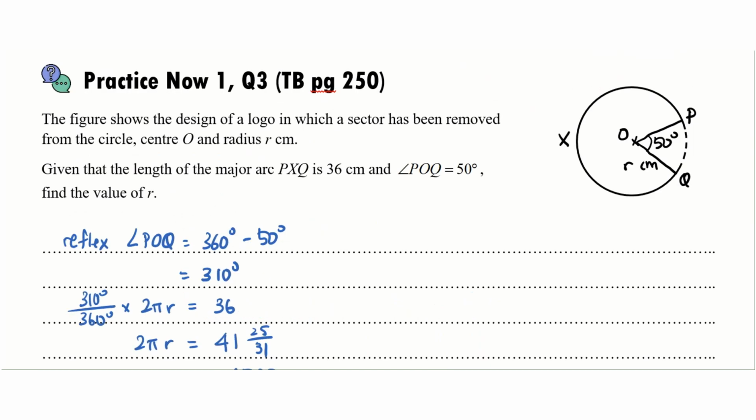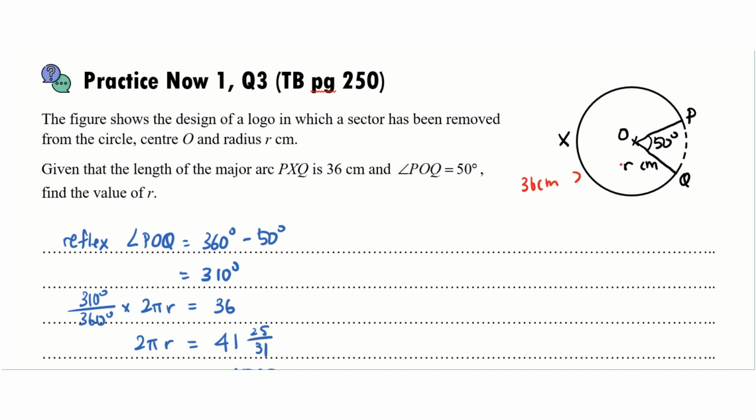We will now take a look at question 3, which shows the design of a logo in which a sector has been removed. The part that has been removed is this one where there is a dotted line for the arc. Given that the length of the major arc PXQ is 36 cm, and also angle POQ is 50 degrees, we want to find the value of R, which is the radius of this circle.